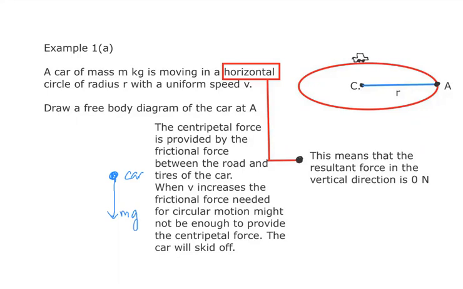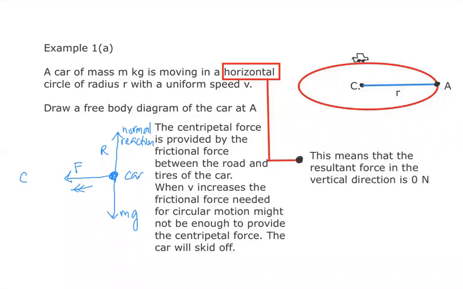Another force acting on the car is the normal reaction force, sometimes represented as R, acting vertically upward. This normal reaction force is a force that the road exerts on the car. The third force acting on the car at A is the frictional force, represented by F. The center of the circular motion is C, to the left of the car. The resultant force acting towards C is F.